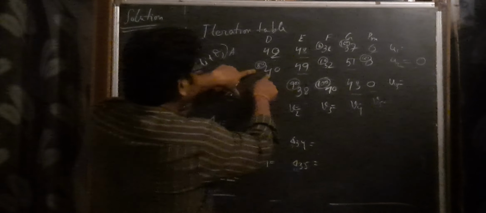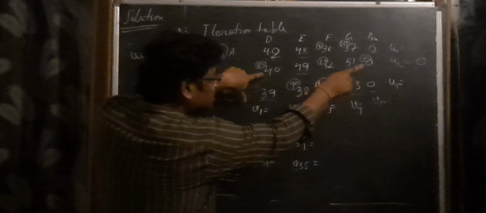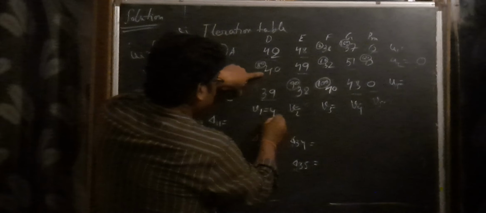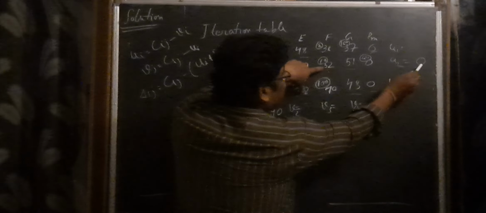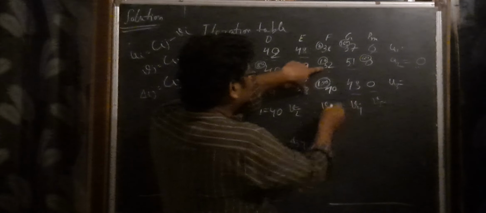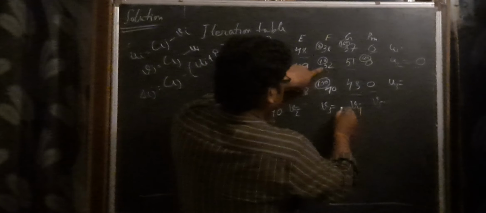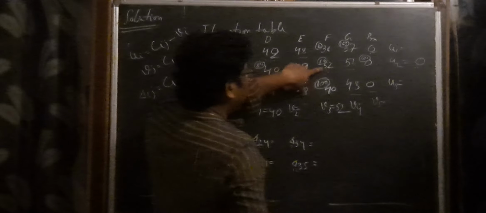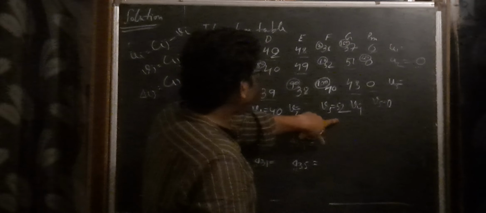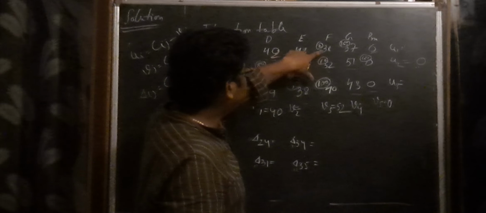So 40 minus 0, that is Cij minus Ui, u2 equal to 0, so it is 40. Now consider this allocated box, 52 minus 0, following the formula Vj equals Cij minus Ui, so it is 52. And this is also 0 minus 0, so V5 is equal to 0. And V3 is 52. By using this, we can have this value.